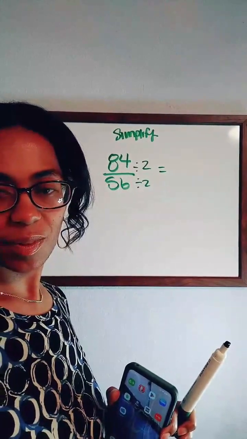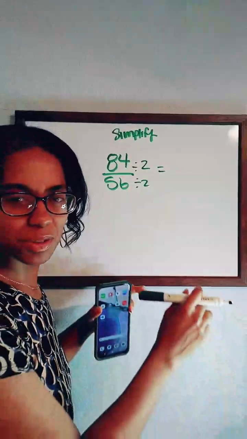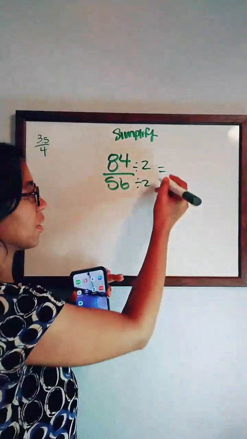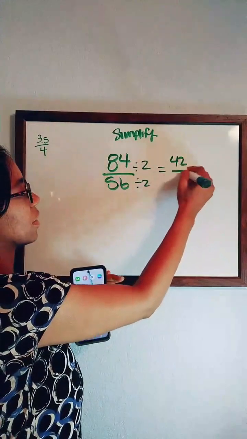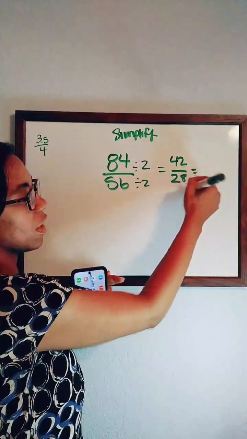Oh, stop cussing, girl. You always get so crunk on her. Yes. 42 and 28. Okay. Are they still even? Can we do it again?